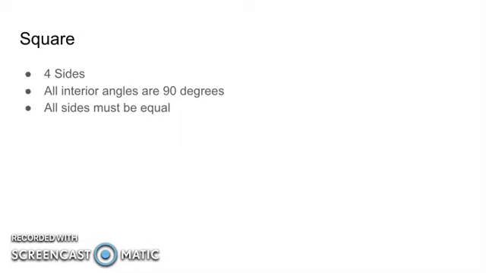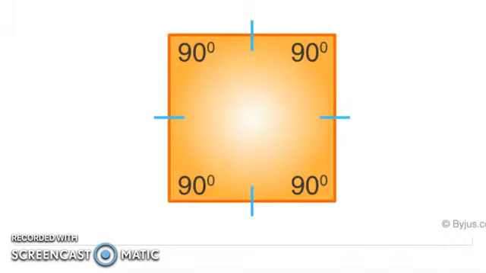And now we have the square, which has 4 sides, all interior angles are 90 degrees, and all sides must be equal. So notice how this square has the same requirements that a rectangle has, because the square is actually also a rectangle. So we can classify a square as both a square and a rectangle. It's kind of confusing, but it just falls under both classifications. So here is a representation. It's basically the same thing as a rectangle, except all sides are the same.